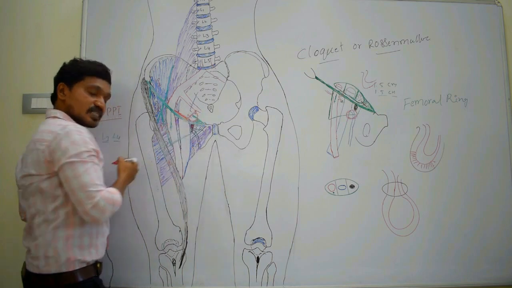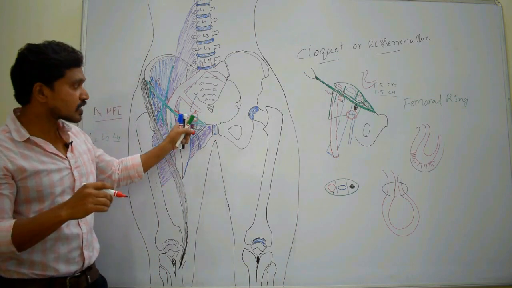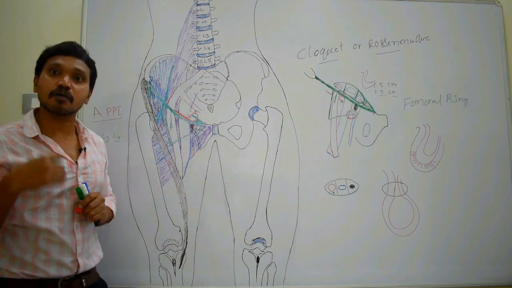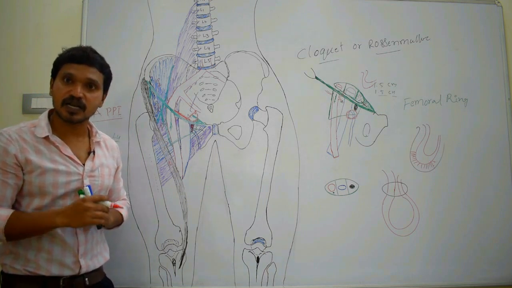But in some cases this artery is present along the margins of the lacunar ligament. In this case, if you cut the lacunar ligament, along with the lacunar ligament you will cut this artery also. That means you will cut the abnormal obturator artery, which leads to alarming bleeding. That means life threatening bleeding.